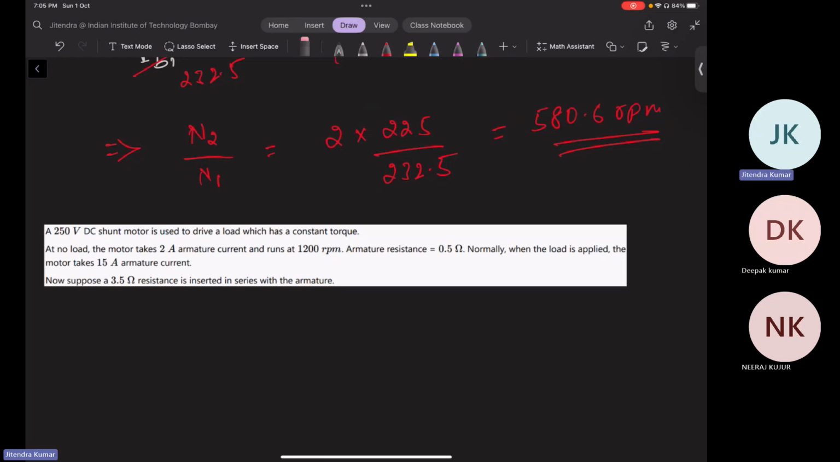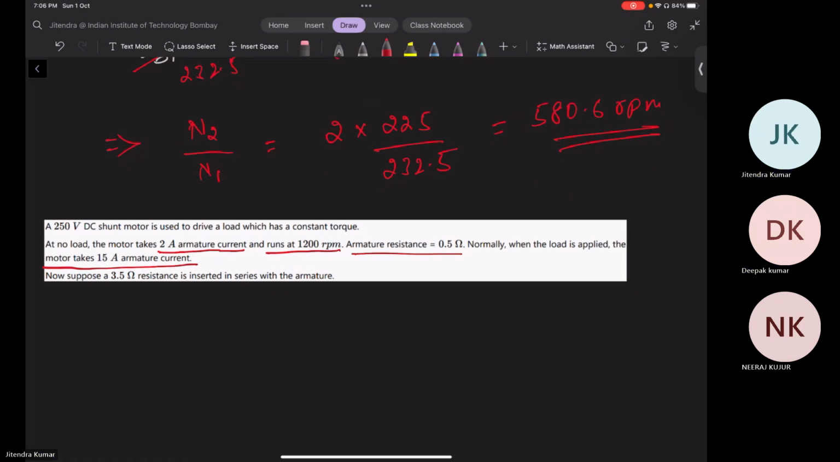So coming back to this problem, a 250-volt DC shunt motor is used to drive a load which has a constant torque. At no load, the motor takes 2 amp of armature current. In the last session also this question came up, that at no load a certain armature current will be there. So it is 2 amps of armature current, and it runs at 1200 RPM. Armature resistance is given as 0.5 ohm. When load is applied, the motor takes 15 ampere of armature current. Now 3.5 ohm of resistance is inserted in series with the armature resistance.